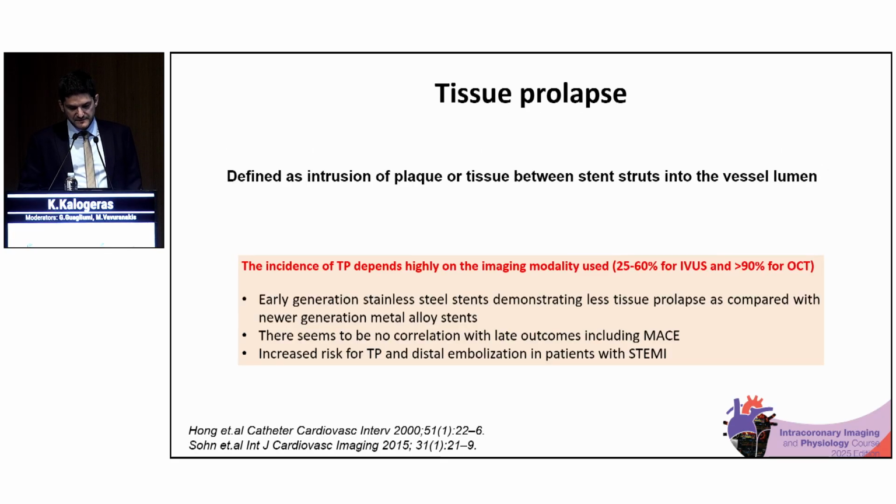Tissue prolapse, finally. It's quite common. Depending on the imaging modality, you investigate the prolapse. You see more than 90% tissue prolapse if you use OCT. However, the first generation stainless steel stents demonstrated less tissue prolapse compared with the newer generation stents. However, there seems to be no correlation between MACE and tissue prolapse. But in case of acute coronary syndrome or a STEMI with high thrombus burden, there is increased risk for tissue prolapse and maybe distal embolization.